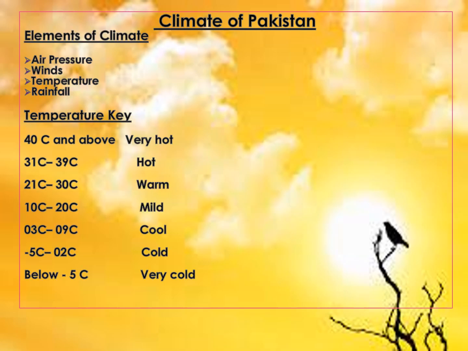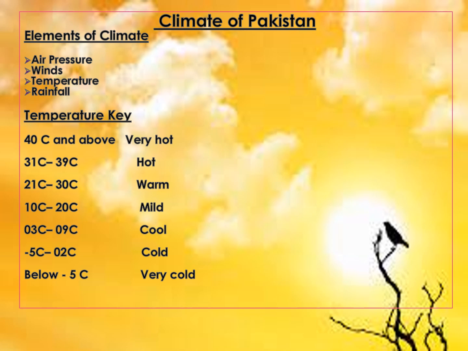Now let's discuss the elements of climate. There are 4 main climatic elements: air pressure, winds, temperature and rainfall. These are responsible for regional and seasonal variation in the climate of Pakistan. First of all, let's discuss the air pressure.